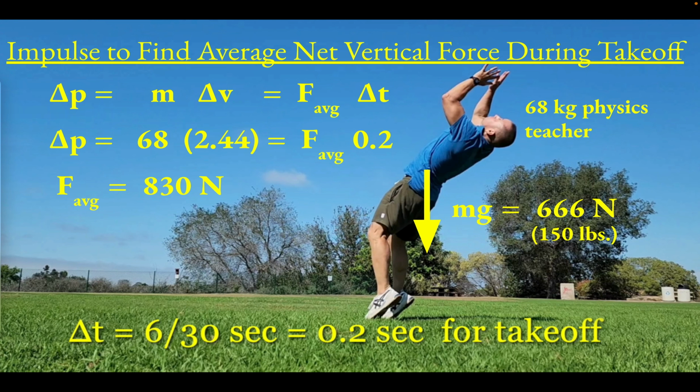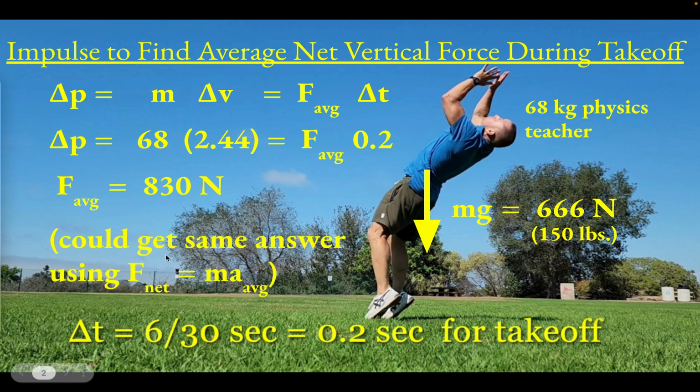And by the way, you could have found that same answer using F equals ma if you used the average acceleration upward, like delta V over 0.2 seconds. You should be able to get the same answer. But what does this mean? This is the net upward force, 830 newtons.